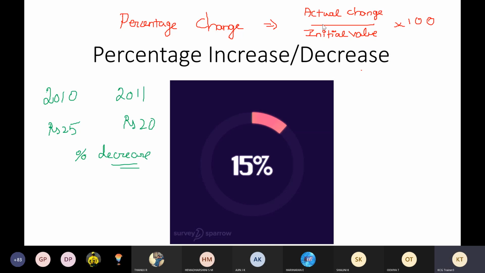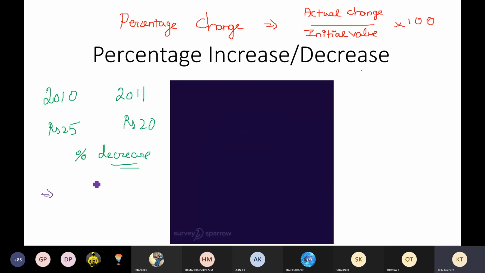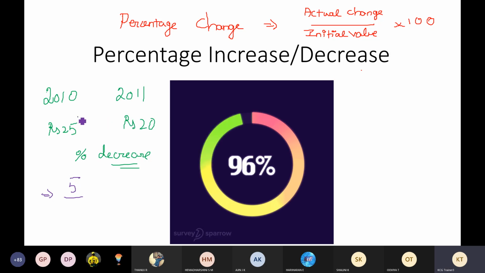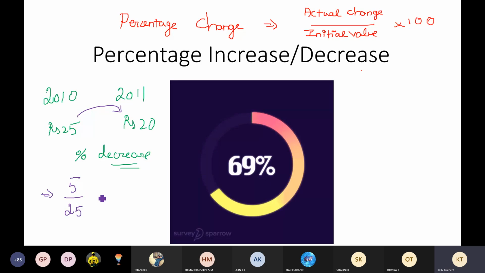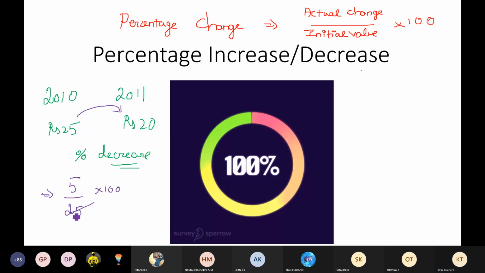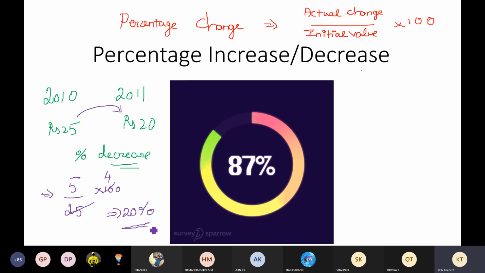Super. Because even in this case, the formula doesn't change. The formula remains the same. Now, what is the actual decrease? Rupees 5. What is the initial value before decreasing? It was 25. So 5 out of 25 into 100. So my answer is 20%.